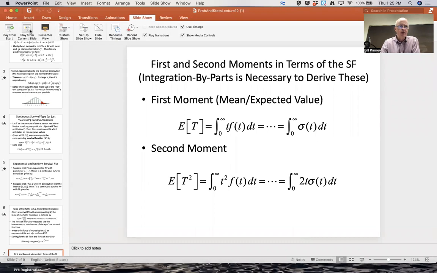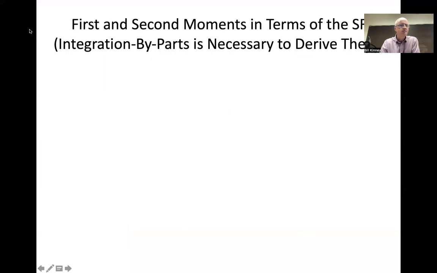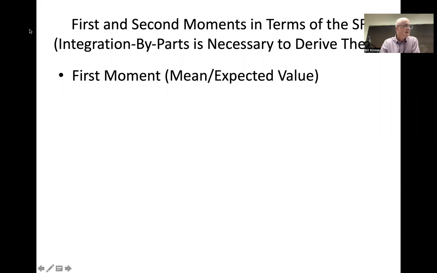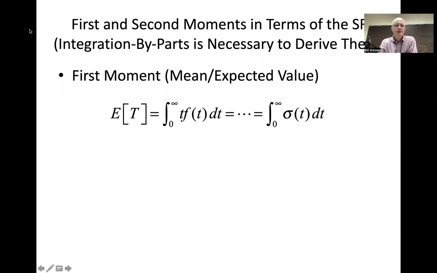What do we always do with random variables? We compute their moments, and their variances and standard deviations. The first moment, the mean of a survival type random variable, is the same formula as always.